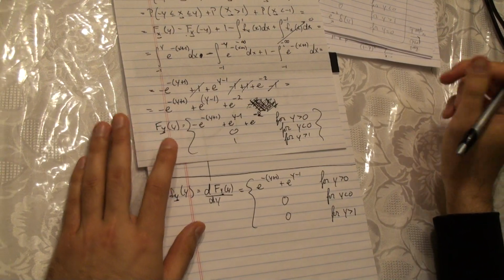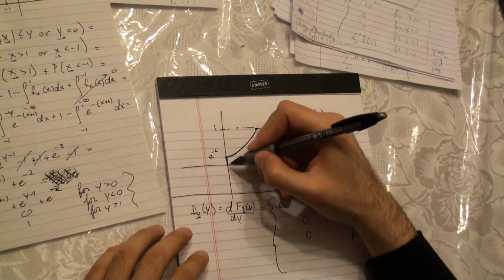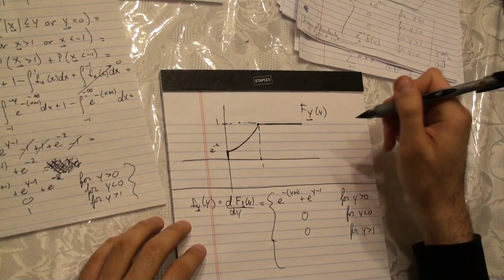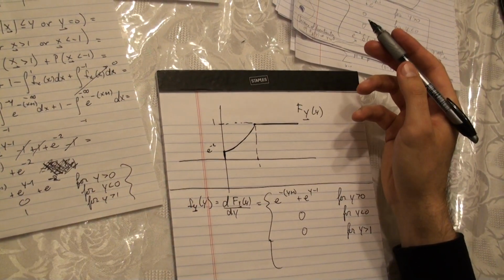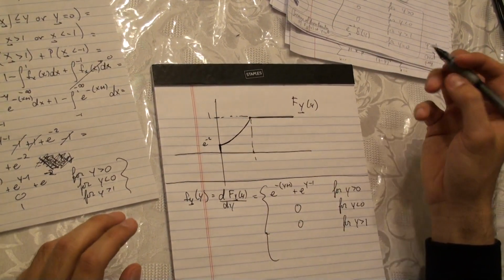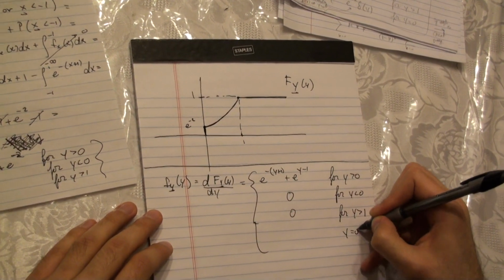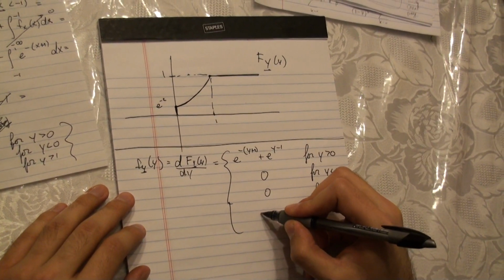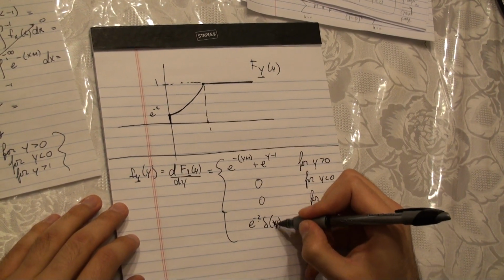But now we have to be careful, because there was this discontinuity here. The derivative of the discontinuity is a delta function, and the delta function has weight e to the minus 2. So at y equals 0, we have e to the minus 2 delta of y. Sorry.